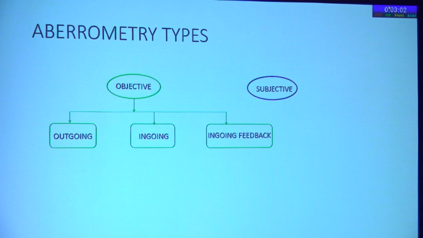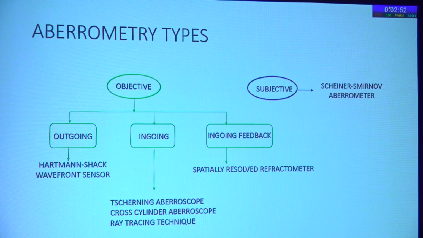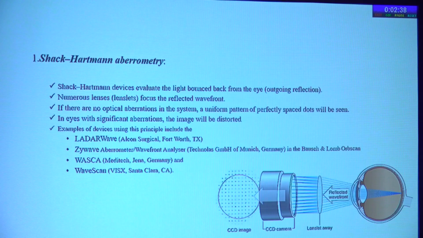The types of aberrometry could be subjective or objective. Subjective is almost obsolete nowadays; it's only the objective that we are using. It has outgoing, ingoing, and ingoing feedback types. The aberrometers that work on the outgoing phenomenon are the Hartmann-Shack wavefront sensor. Ingoing ones are the Tscherning aberroscope, the cross-cylinder aberroscope, and the ray tracing technique. Ingoing feedback is a spatially resolved refractometer.